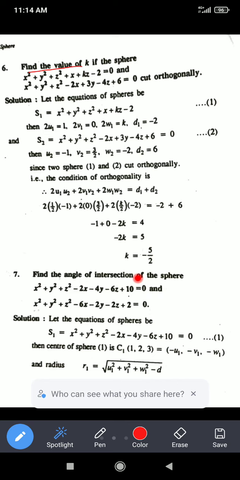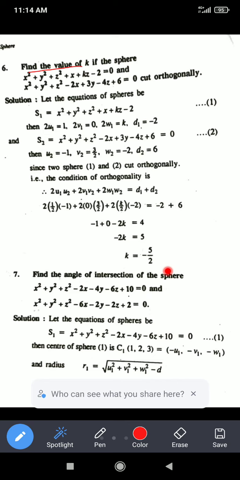Okay, so this is the condition of orthogonality for finding the value of k. So now we have found the value of k using the orthogonality condition. Now one more example.